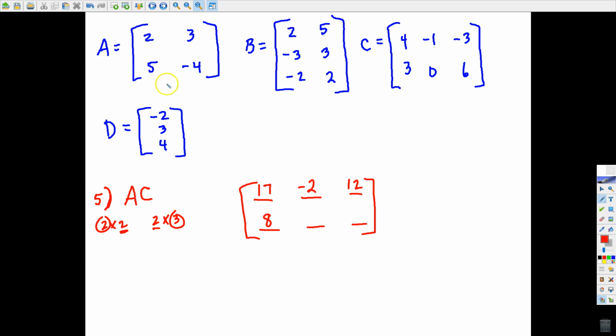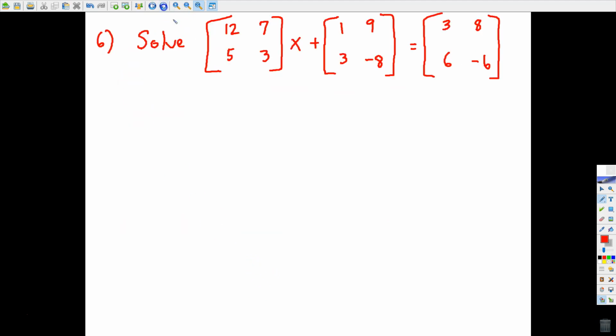For row 2, column 2, that's what we'll use. Row 2 times column 2. 5 times negative 1 is negative 5, plus 0. Negative 4 times 0. So negative 5 plus 0 is negative 5. And then finally we'll do row 2 times column 3. 5 times negative 3 is negative 15, plus negative 24. And negative 15 plus negative 24 is negative 39. So that is our answer for number 5.